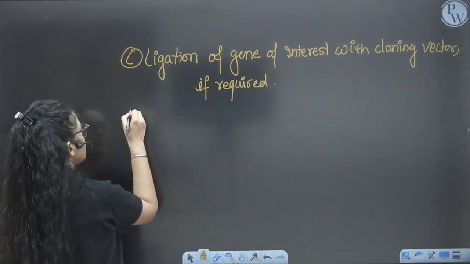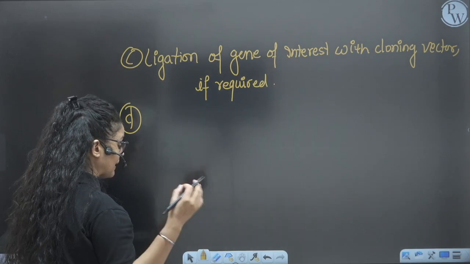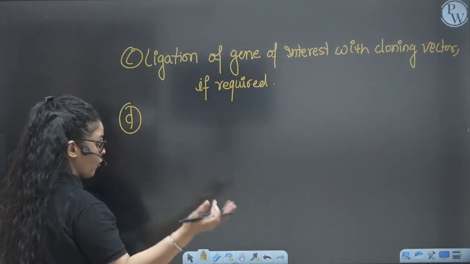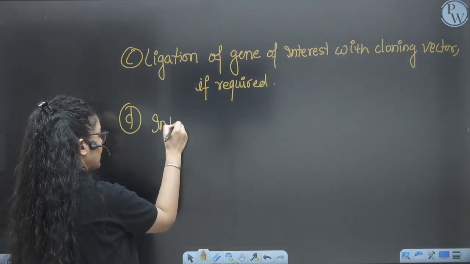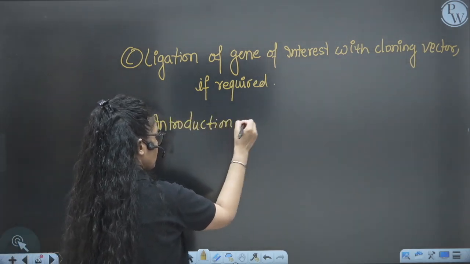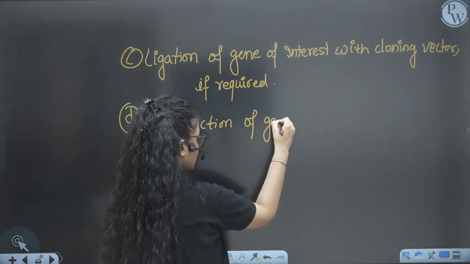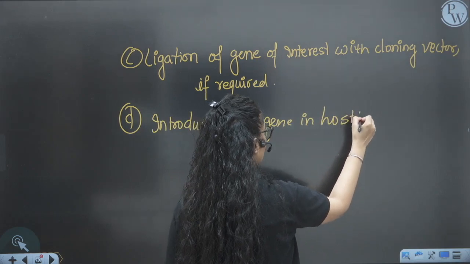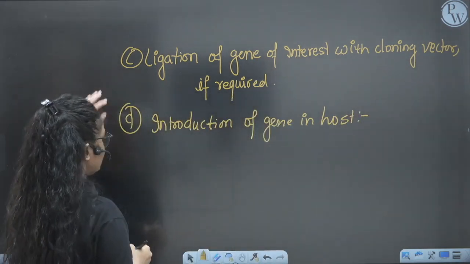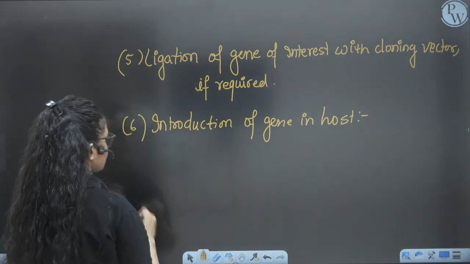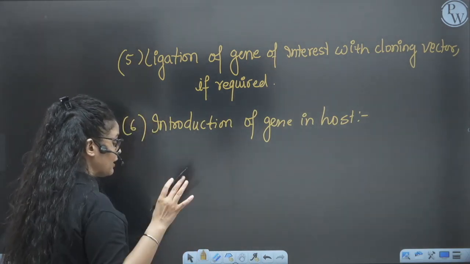But before we put it in the host, we have to make the host competent, right? So finally, we have to introduce our gene of interest in the host. For that, we have to make the host competent, right? So these are the steps. After the 4th step, we have the 5th step, and the 6th step. So how to make the host competent?